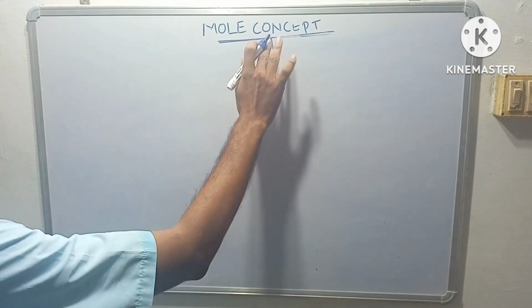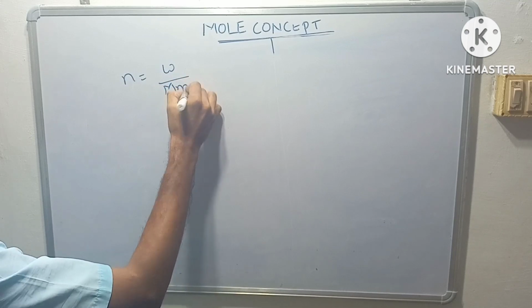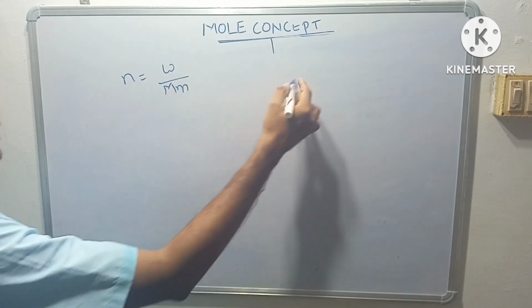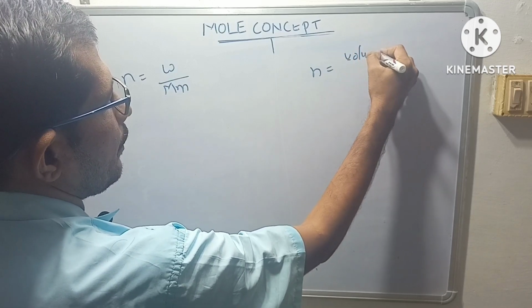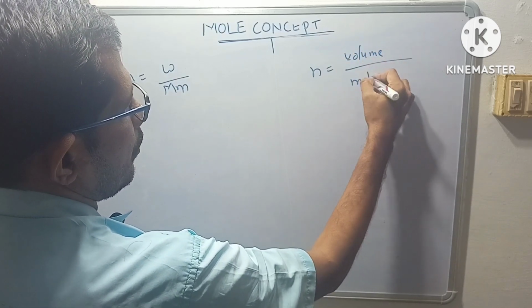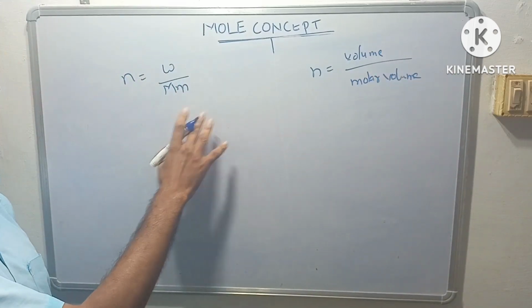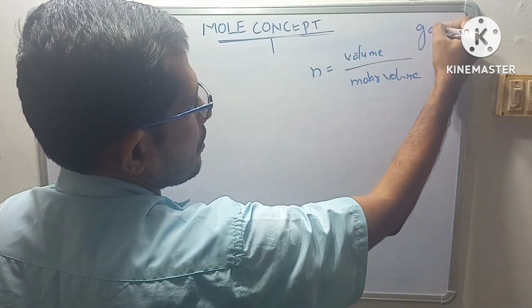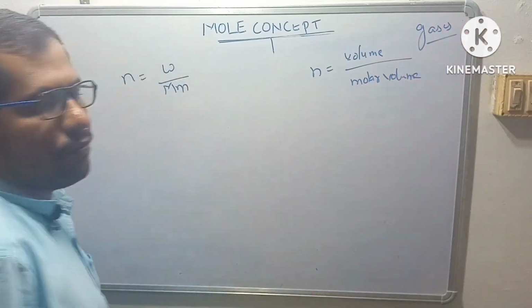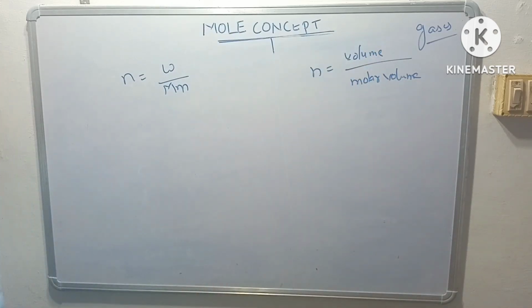Okay, so we know moles equal to weight by molar mass, right? Here for molar volume, moles equal to volume by molar volume. Moles equal to weight by molar mass. When we come to gases, this is applicable for gases only, right? Moles equal to volume by molar volume.